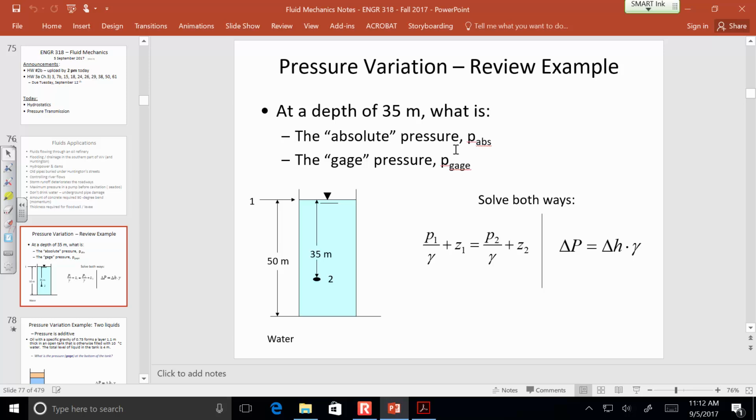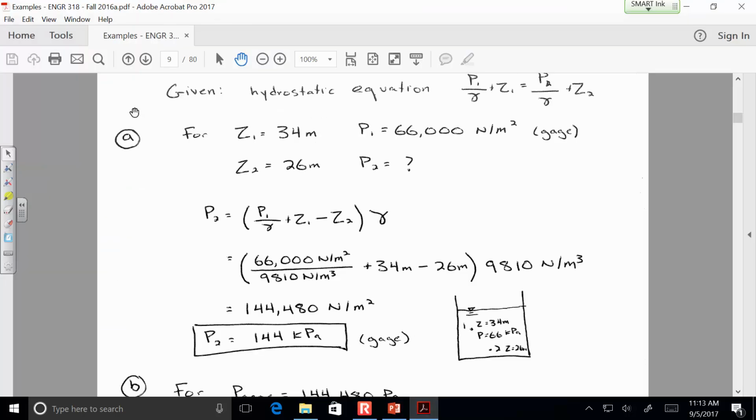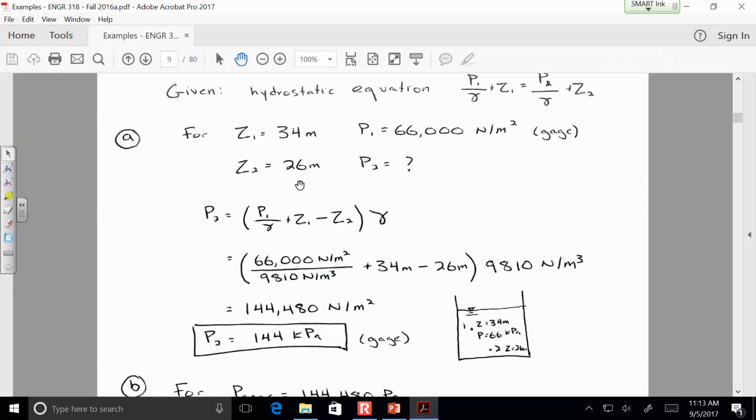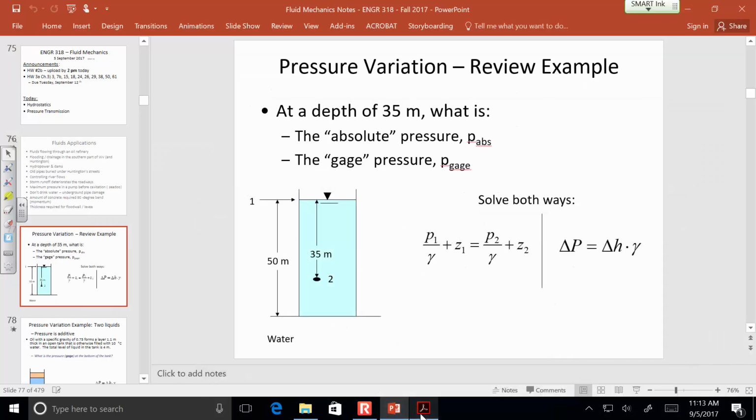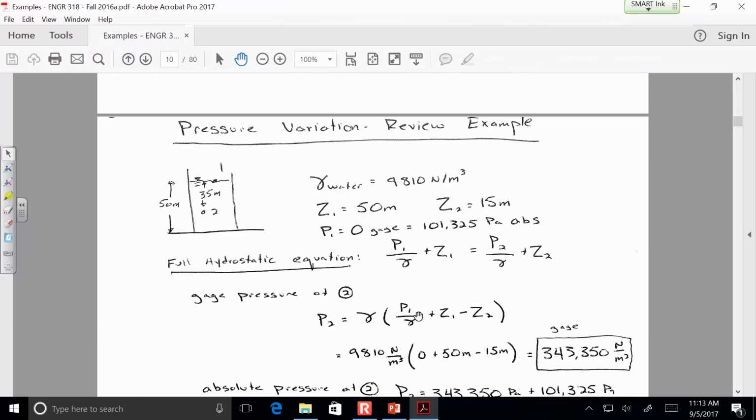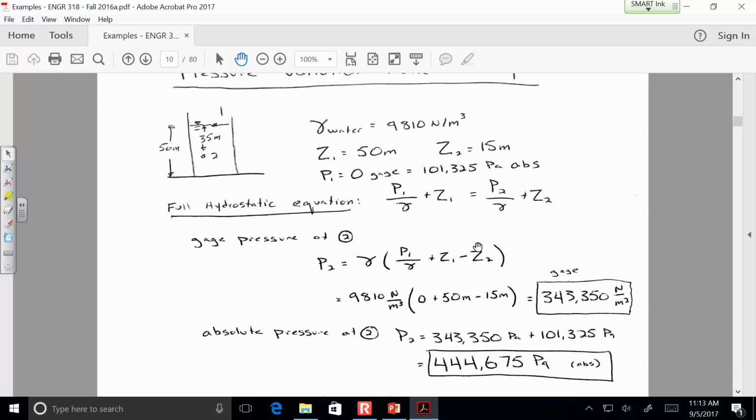So let me pull up the solution and show you this, the left side here, the full hydrostatic equation. What I said is this right here for the elevations? 34 and 26. I don't know what I was thinking, why I did that. Because it should be 15, and I wonder if I've got the wrong problem up. Oh, okay. Just need to scroll down a little bit. 50 and 15. Thank you. I'm losing my mind. All right.